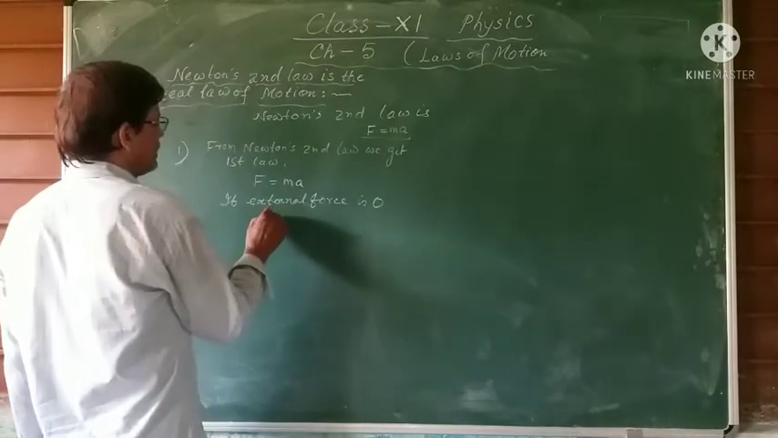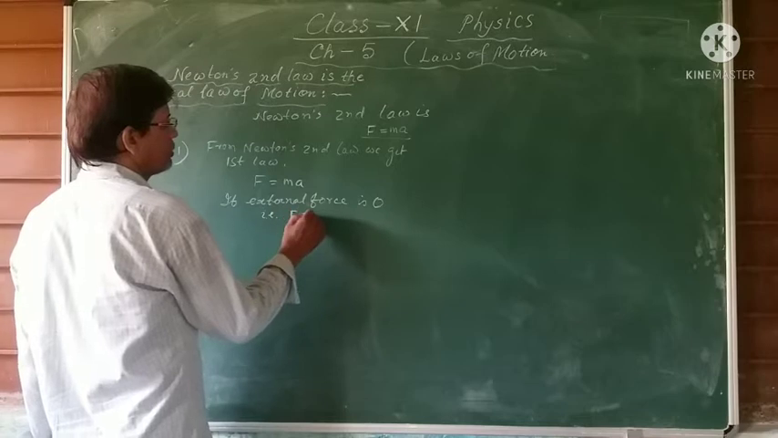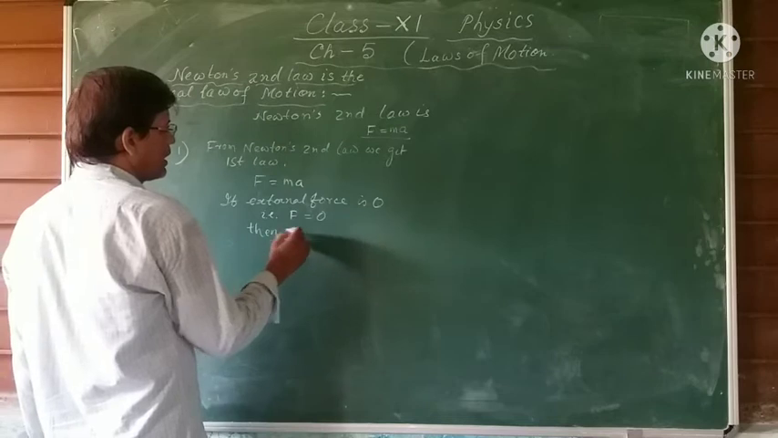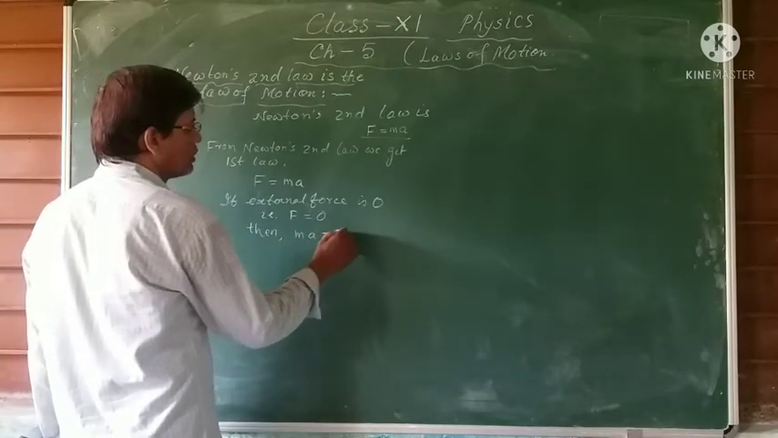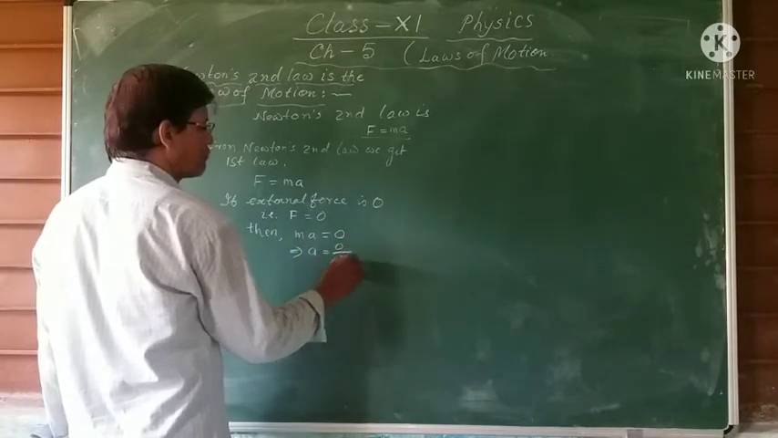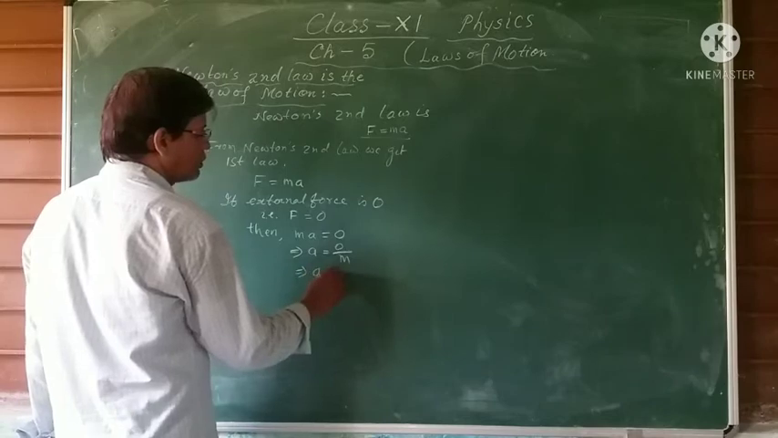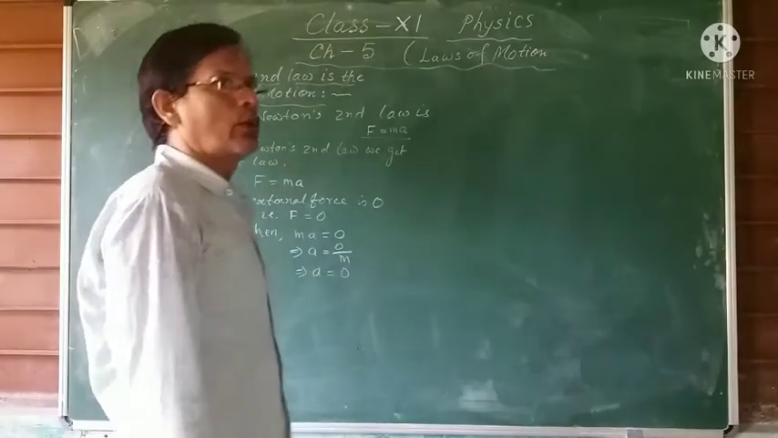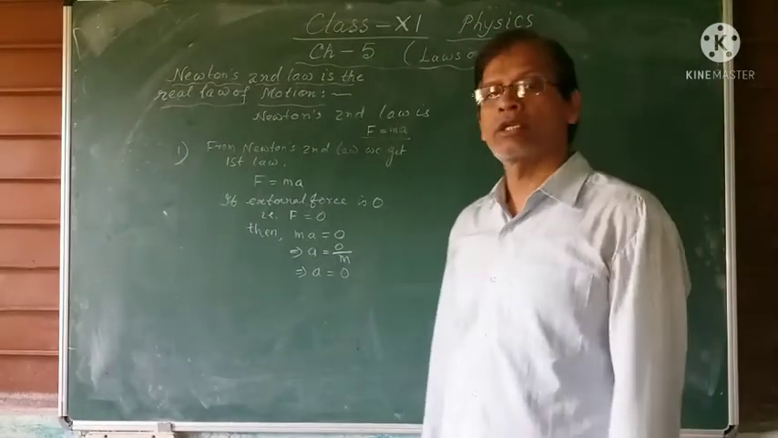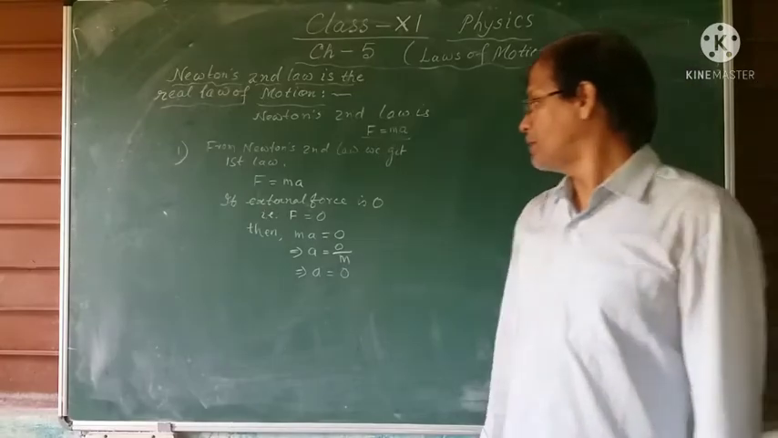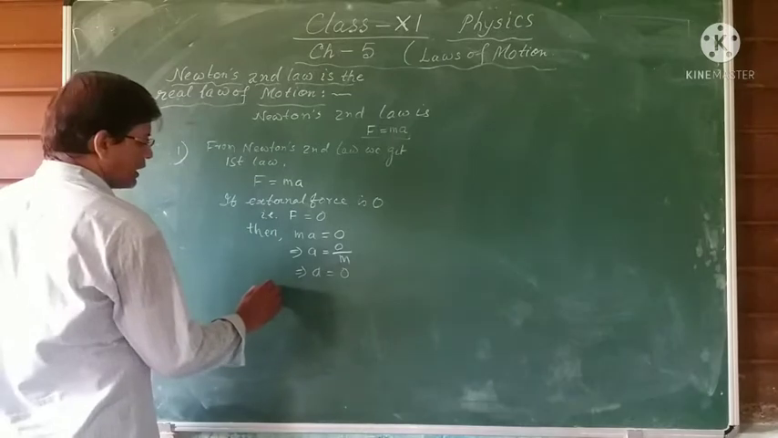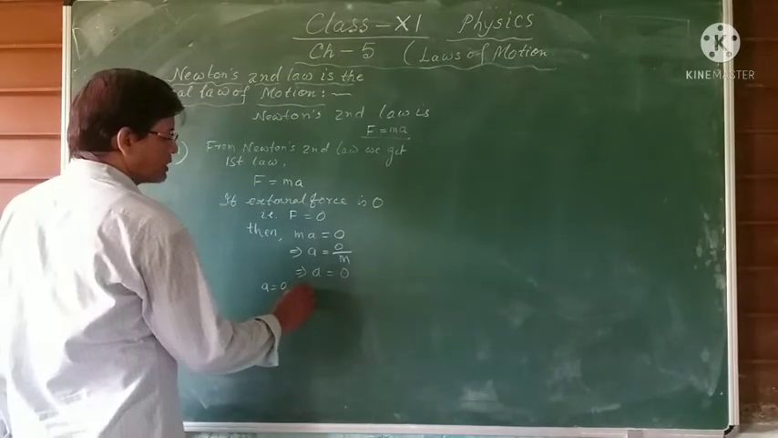F equal to 0, then what will we get? ma equal to 0, that means a equal to 0 by m. So a equal to 0. What does a equal to 0 mean? It means if a body is at rest, it will remain at rest, and if a body is in motion, it will remain in uniform motion.